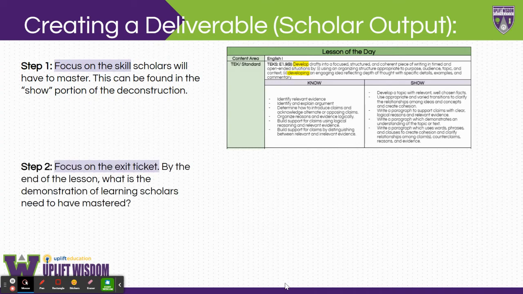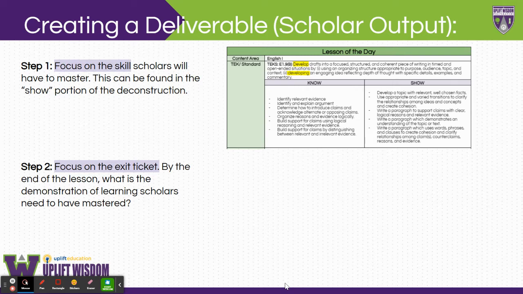Okay. The second thing we want to do is focus on the exit ticket. By the end of the lesson, what is the demonstration of learning scholars need to have mastered? So if I know all the skills that they need to be doing while they're in class, and I know by the end of the lesson they need to be able to do this.